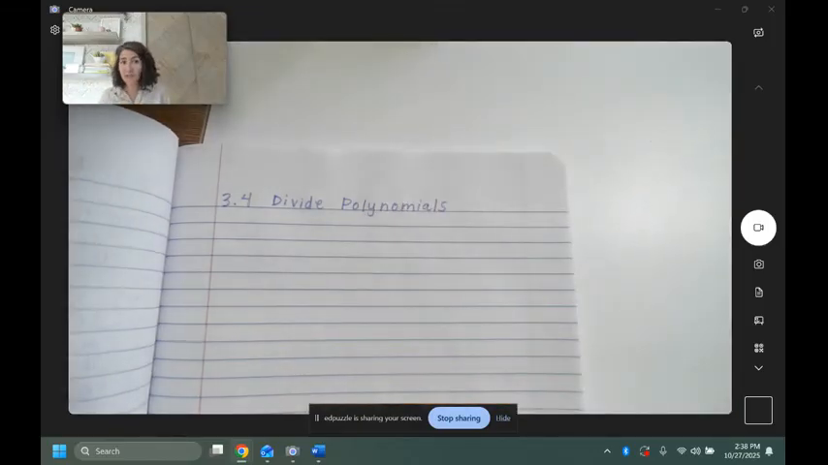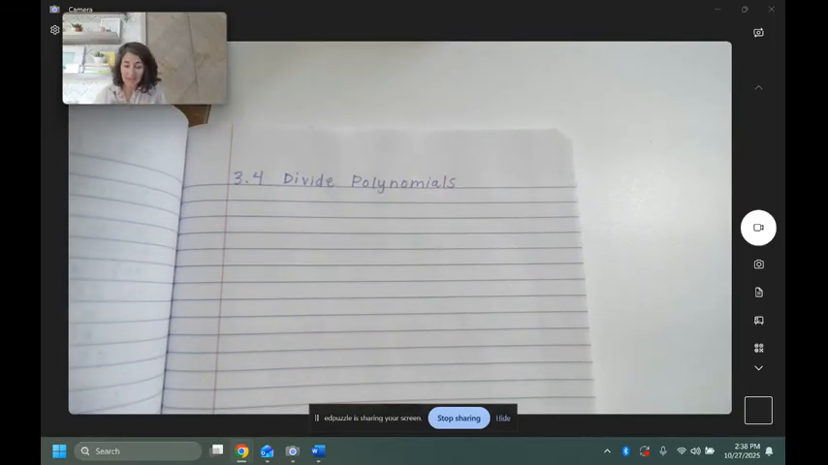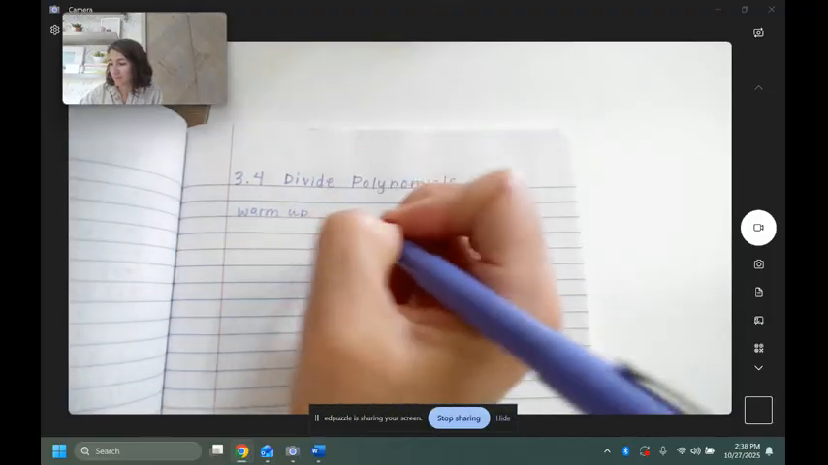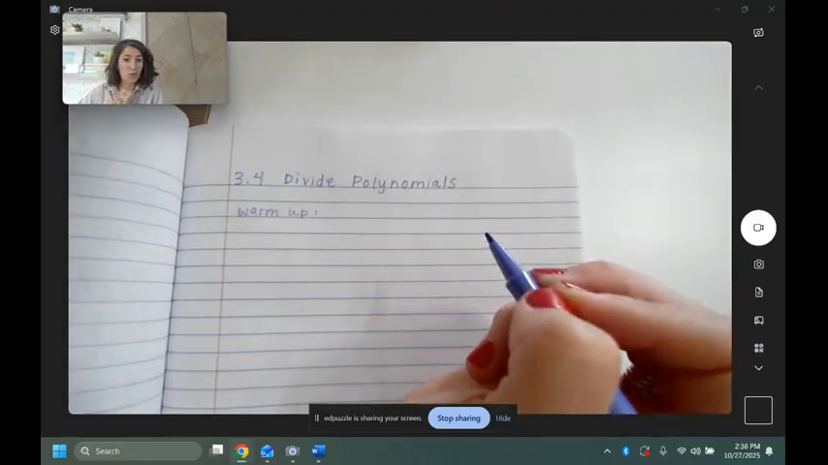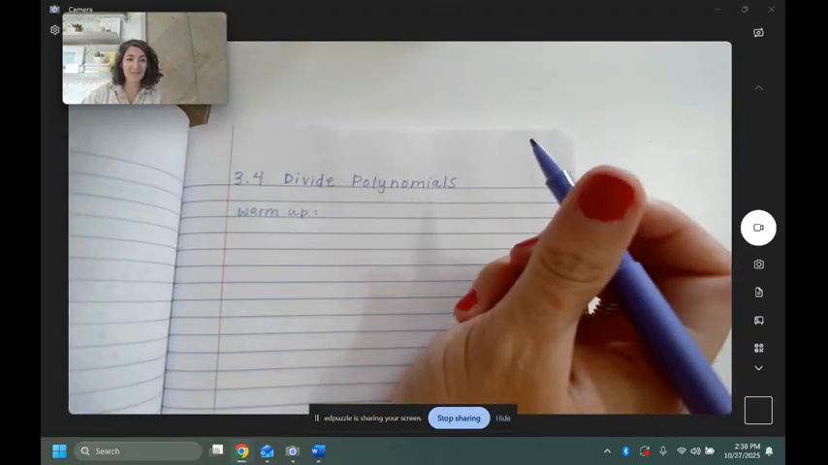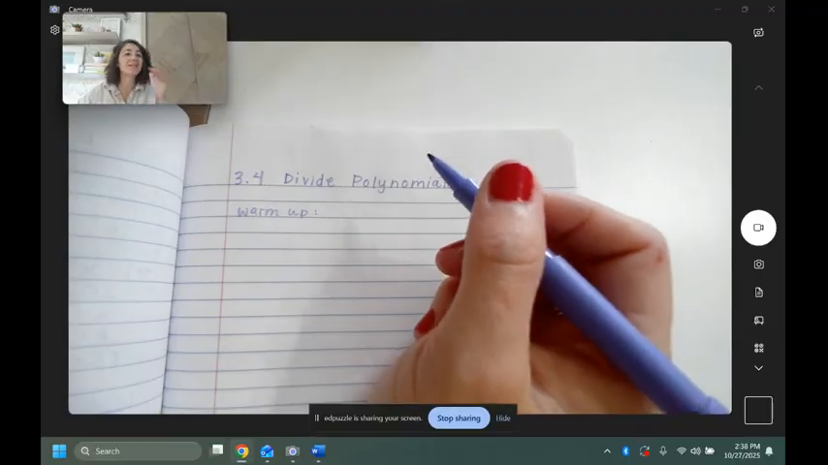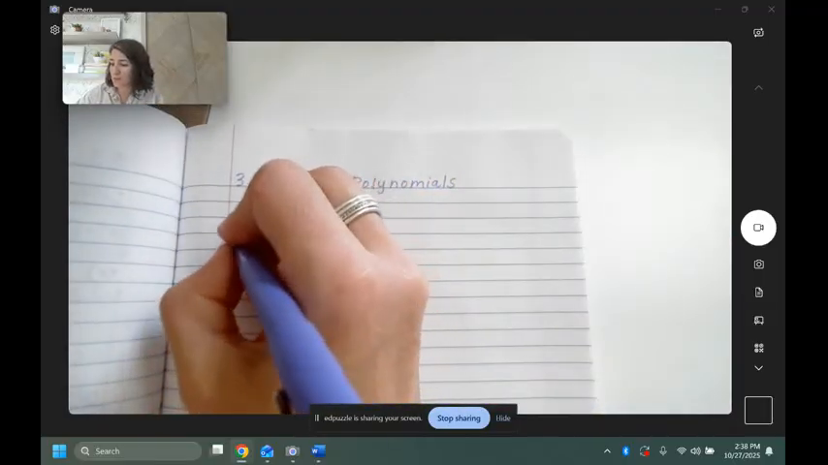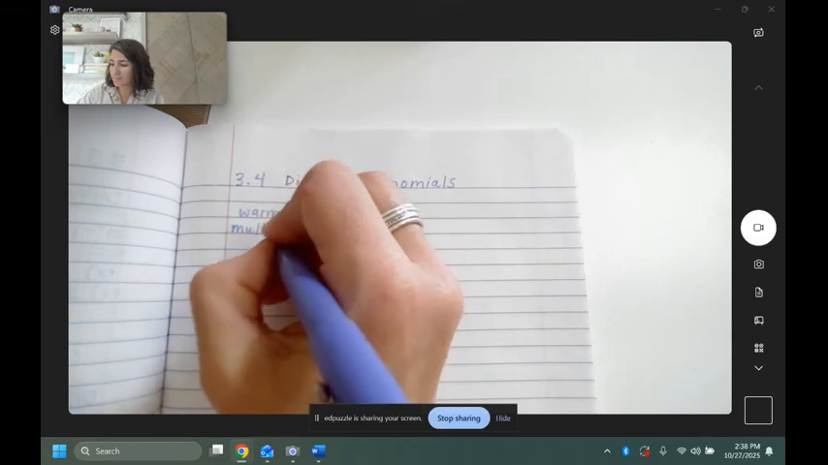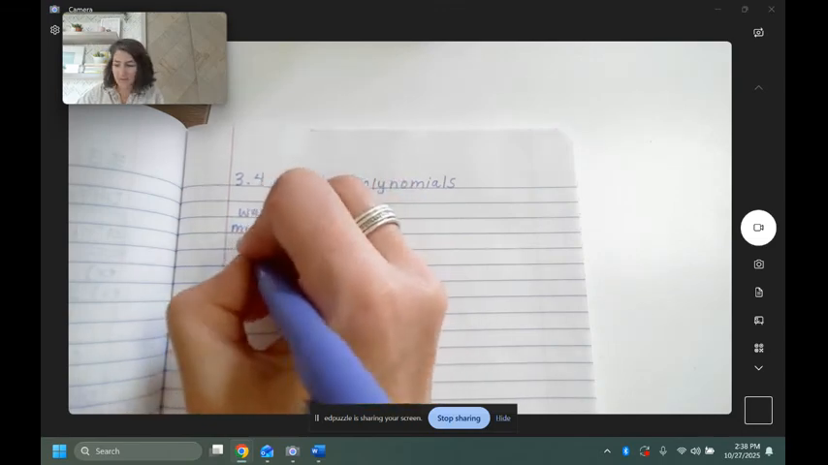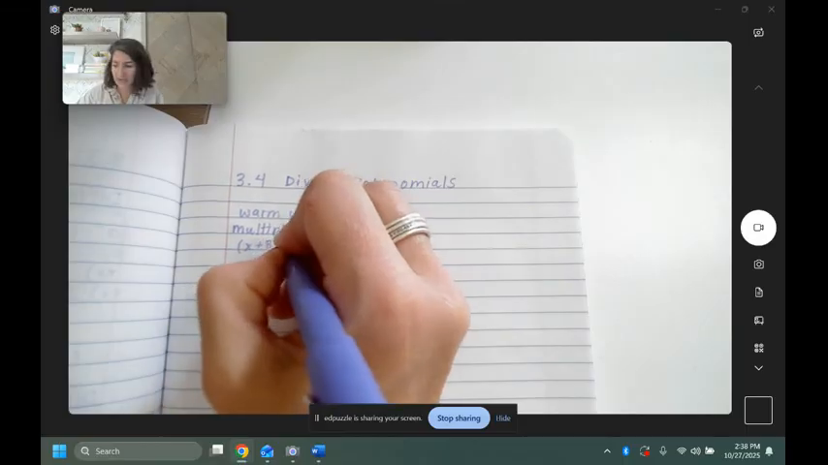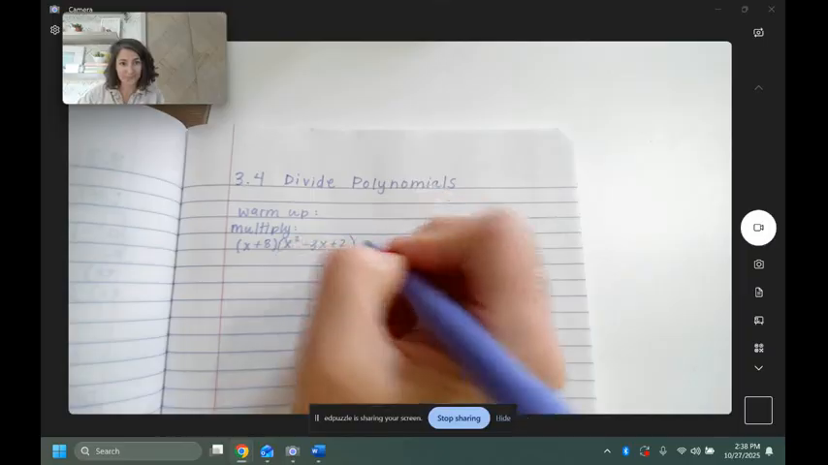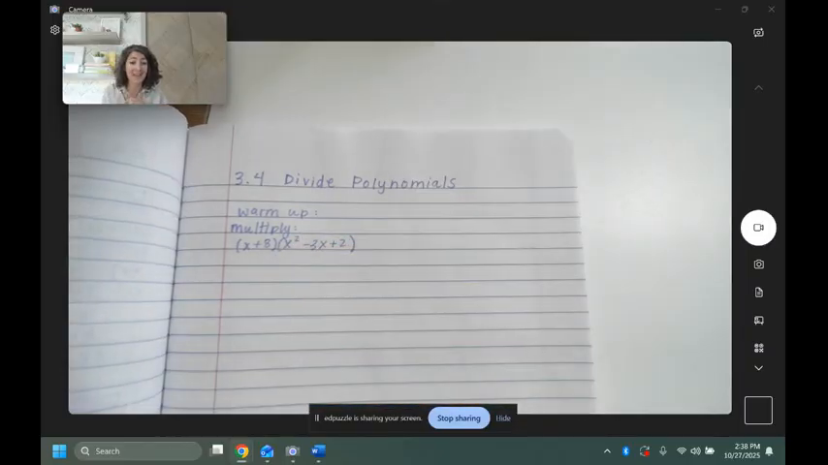So before we jump into division, I want to do one little warm up. We need to multiply to get into this little area method again. So I want to multiply x plus 8 and x squared minus 3x plus 2. Multiply these two things together.